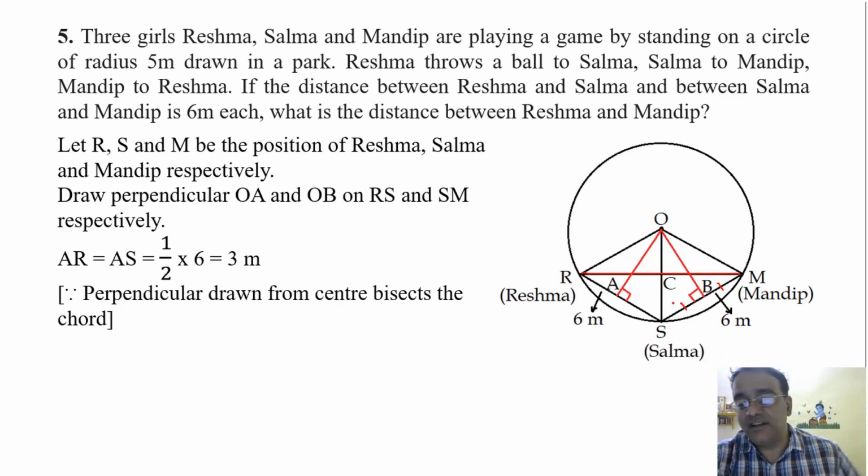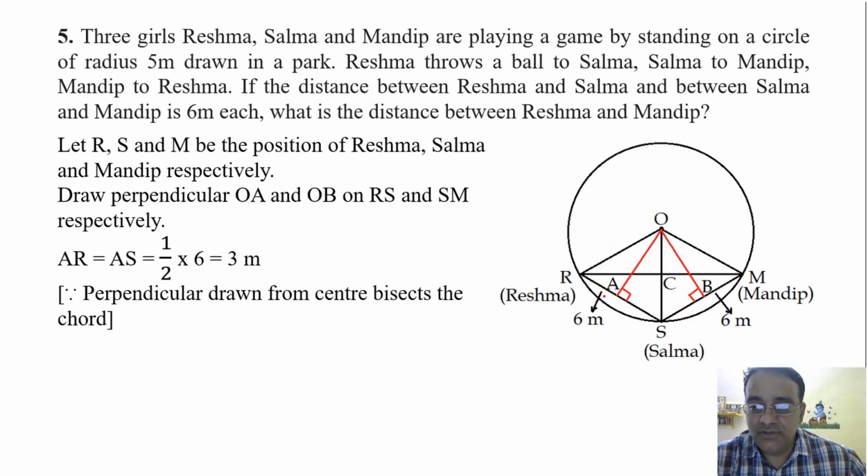अब हम लोग क्या करेंगे, इसका एरिया निकालेंगे. ध्यान से देखो, we will find the area of ORS. How will you find this area? Using Pythagoras theorem. Area is half into base into height. Right. So base है हम लोग के पास RS, but height it is not there. So we will find the height first by using Pythagoras theorem.